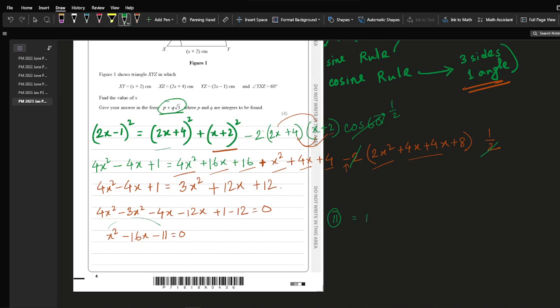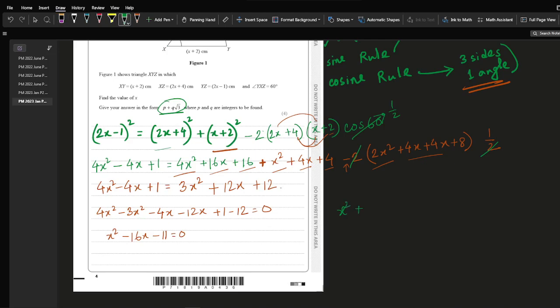11 is a prime number, so there's only one way to represent it. There's no way, by adding or subtracting, that we can make 16. 11 plus 1 is 12, 11 minus 1 is 10. So that means we can't do middle term factorization. The other option is to solve it using the quadratic equation general formula.